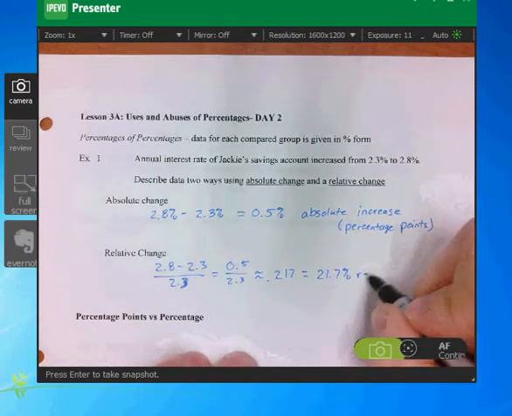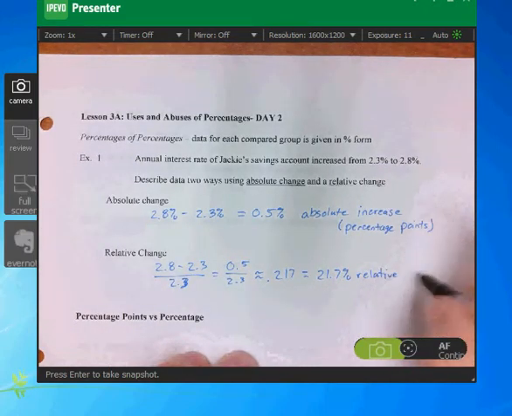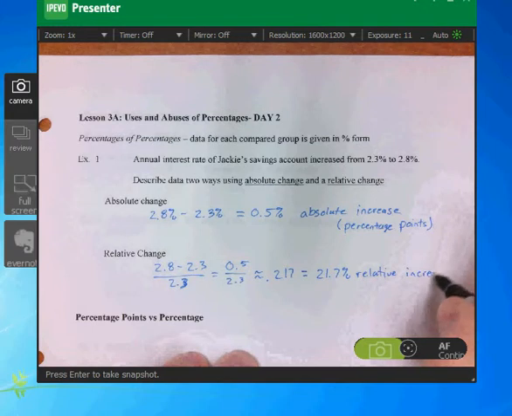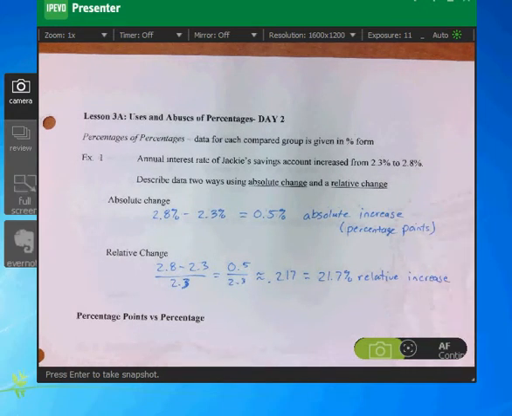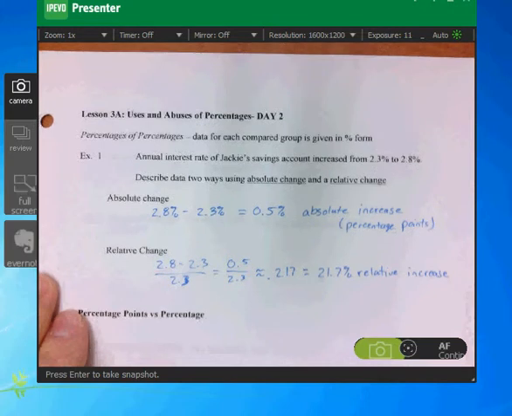So that is our relative increase. That's percent of the original is what we're saying. So relative to where we were, we had a 21.7% increase. Absolute increase, from start to finish, we just had a 0.5 percentage points increase. So there you can see a big difference in numbers. You really have to pay attention to what we're actually looking for, so that we can get our data and information correct.